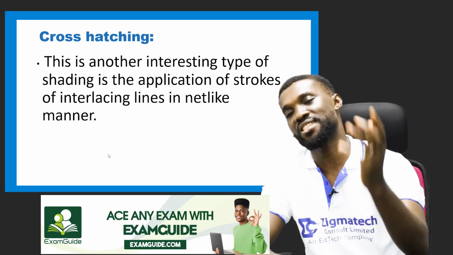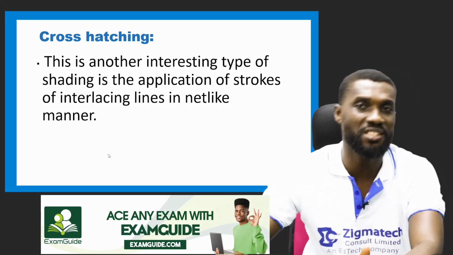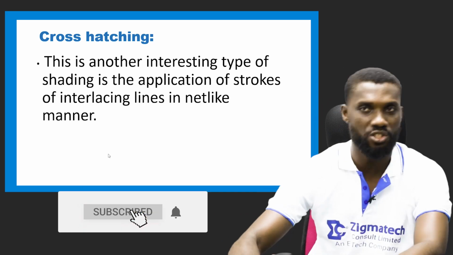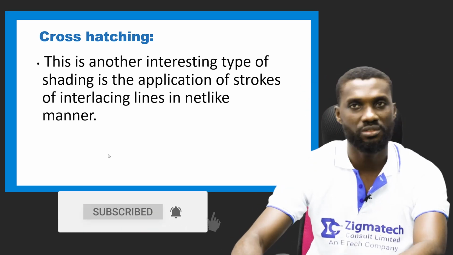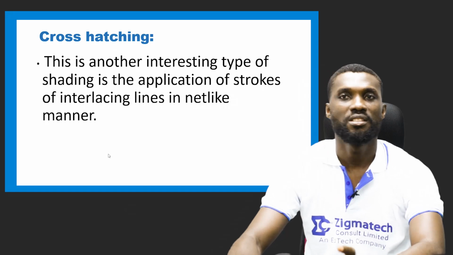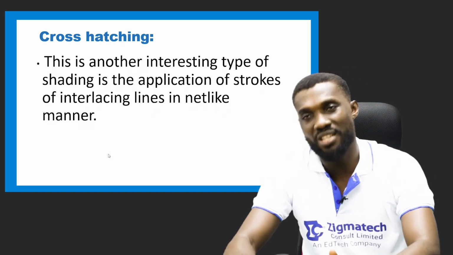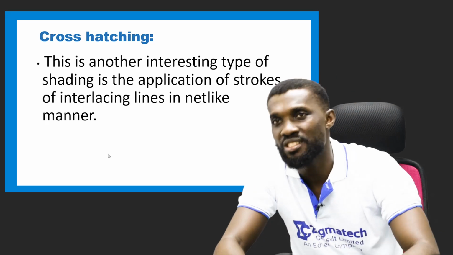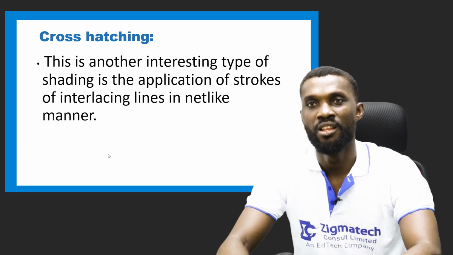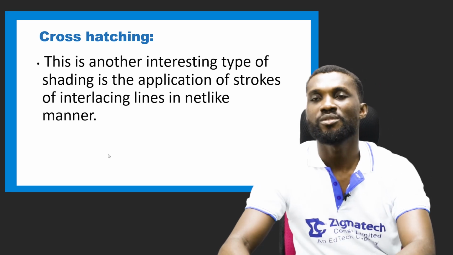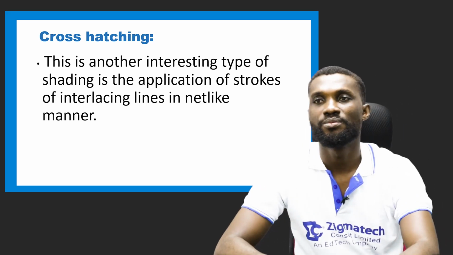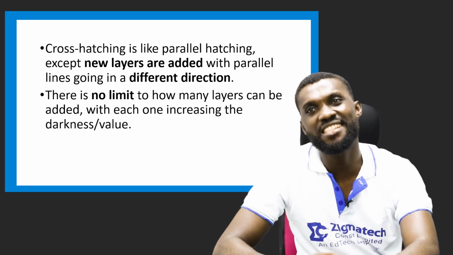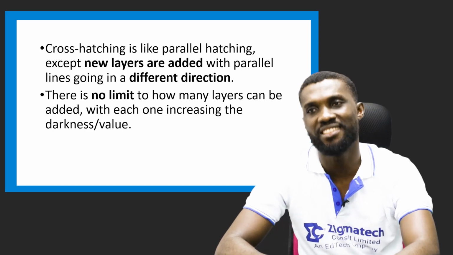All right, so the first kind of shading, we've mentioned the different types of shading. We've talked about the blurring, which is the smudging, the sfumato, or the smudging is the first one we discussed. We talked about hatching, and the different types of hatching. We talked about parallel hatching. Now we're looking at cross-hatching. Cross-hatching is like parallel hatching, except new layers are added.